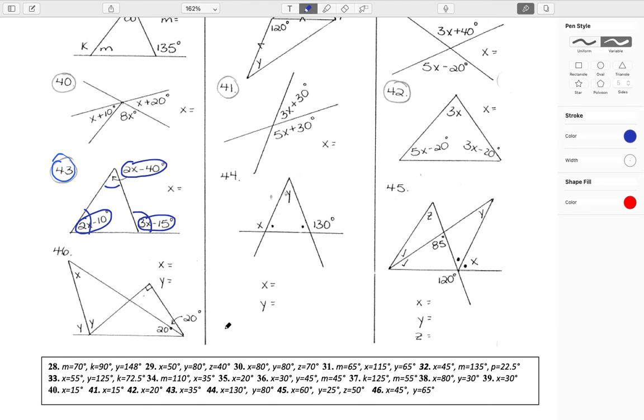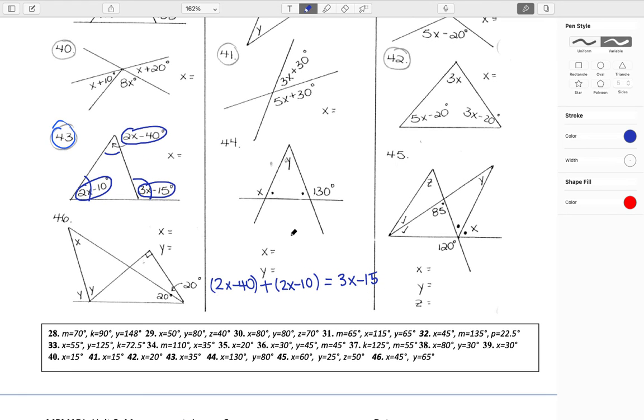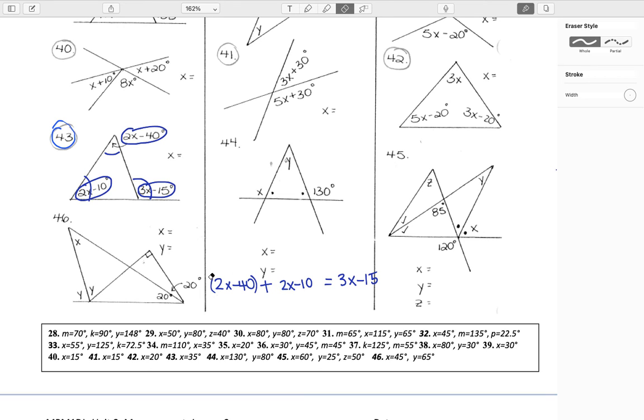So let's try this. I will show it at the bottom. So 2x minus 40 plus 2x minus 10 is equal to 3x minus 15, right? 2 interior angles add up to 1 exterior angle on the opposite side. So I can get rid of the bracket because it's just adding. Okay, so I will get rid of the bracket here.